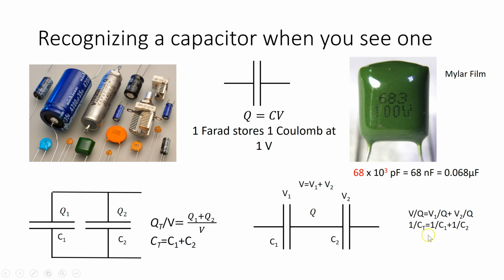This looks like the formula for resistors in parallel. Putting capacitors in series reduces their value, putting capacitors in parallel increases their value.